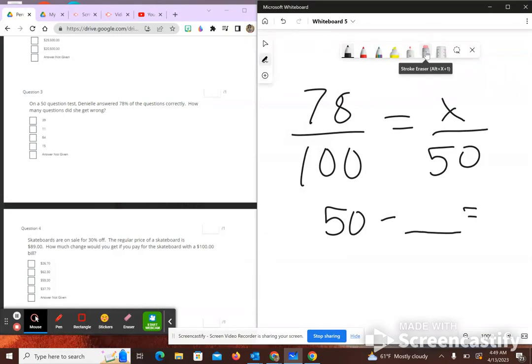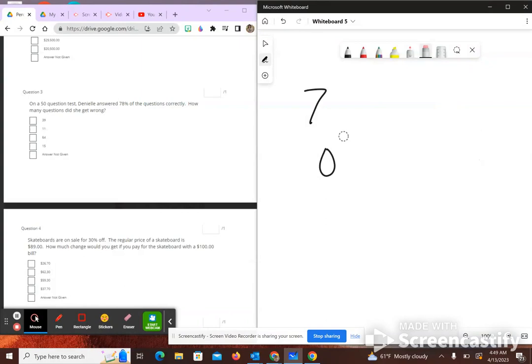Skateboards are on sale for 30% off. The regular price of a skateboard is $89. How much change would you get if you pay for the skateboard with a $100 bill? So I'm going to take this one step at a time and first figure out the sale price of the skateboard. A couple ways you can do this.